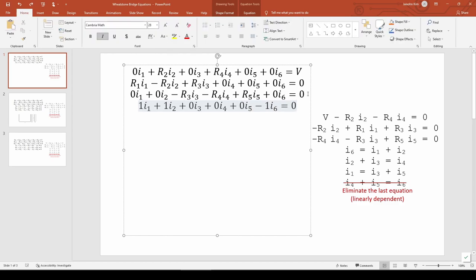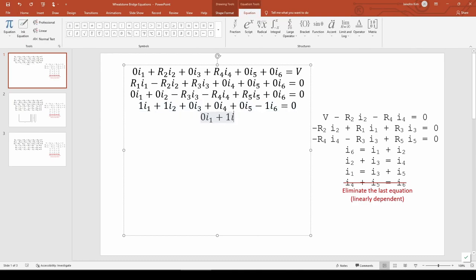I think you get the hang of it, so I'll crank out the last two equations at once. And there we have it. Be sure to triple and quadruple check your work. This is the hardest and most painstaking part.